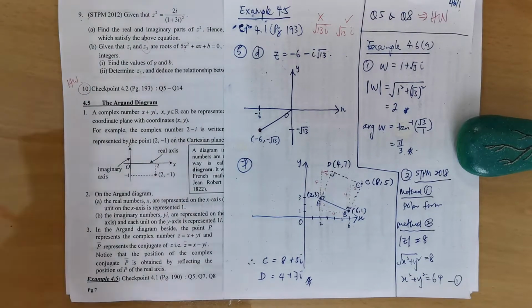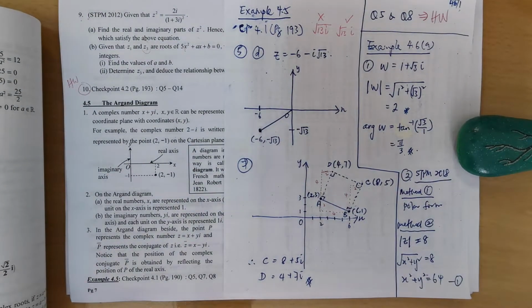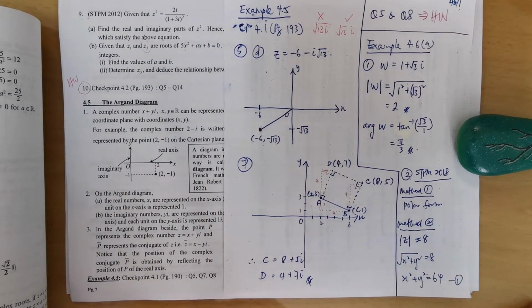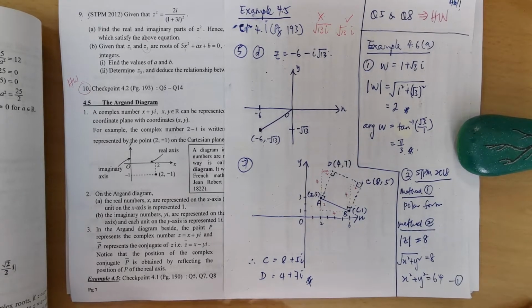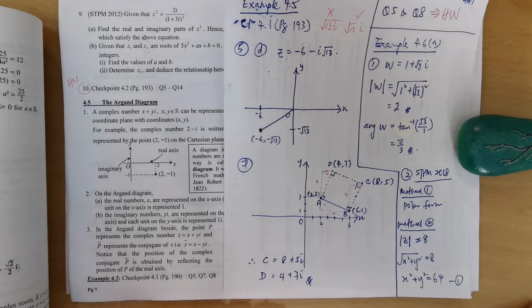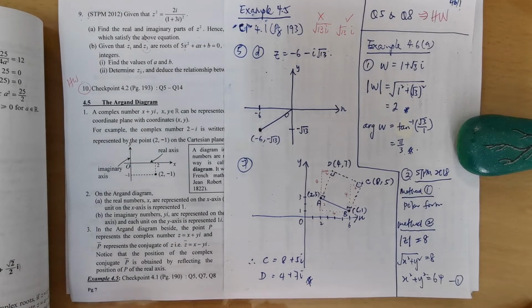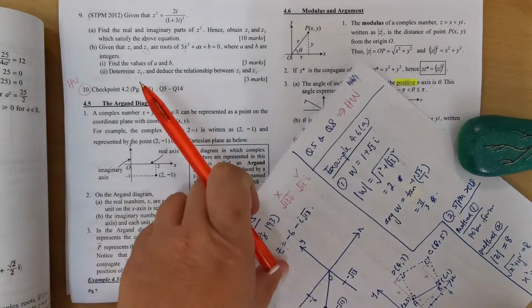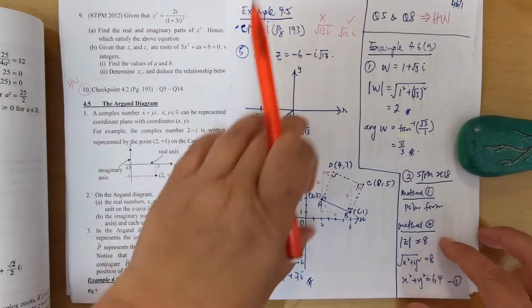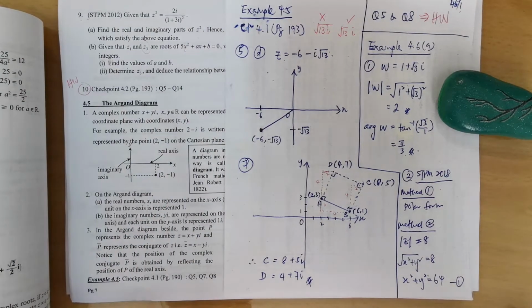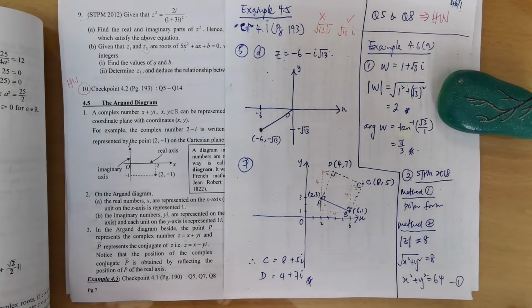Okay, so look at your textbook. Question 7 says ABCD is a square, with the letters in the anti-clockwise order. ABCD labeled anti-clockwise. And you are given that points A and B represent 2 plus 3i and 6 plus i respectively. Find the complex number represented by C and D.